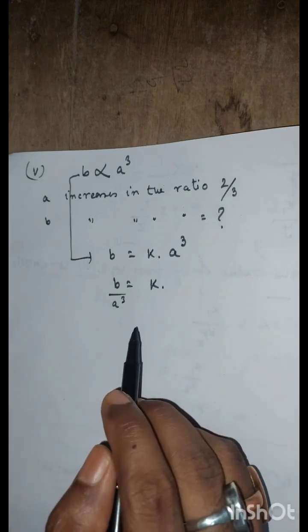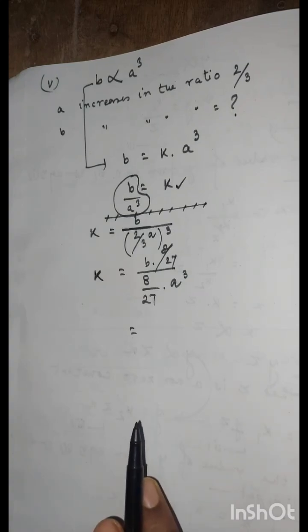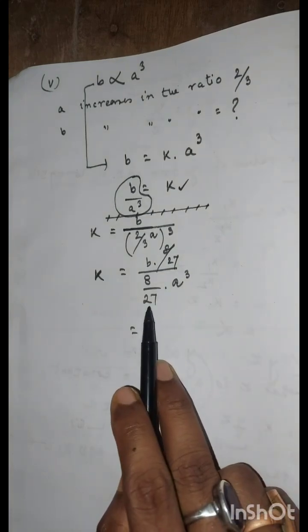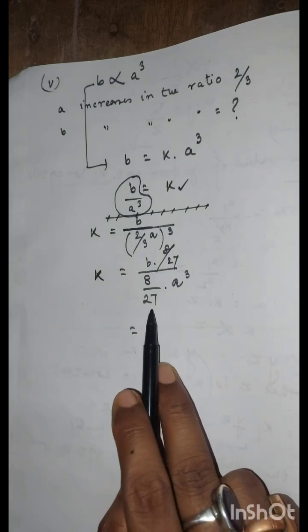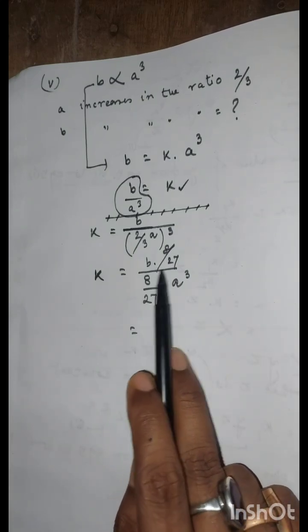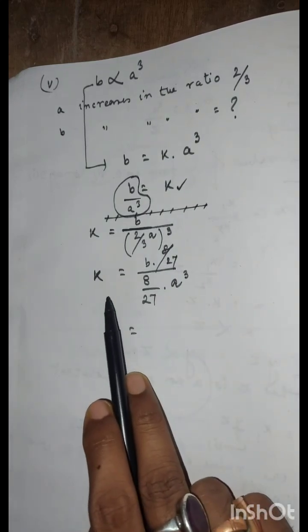Now to keep the value of k constant, we should multiply b by 8 by 27. So when a is increased in the ratio of 2 by 3, b should be increased in the ratio of 8 by 27 to keep the value of k unchanged.